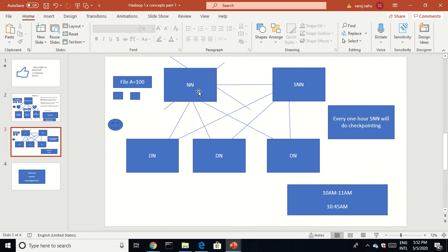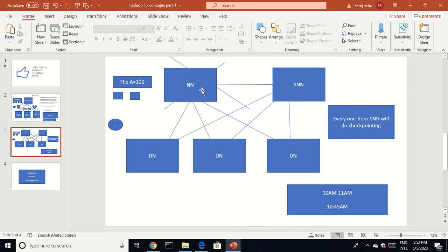And the second point is that the name node's RAM stores the metadata for faster access. At the same time, it is also copied to the hard disk. If my system reboots, what will happen? The system RAM will be emptied, so all the metadata will be lost. To mitigate that issue, all the metadata stored inside the system RAM should also be there in the hard disk.